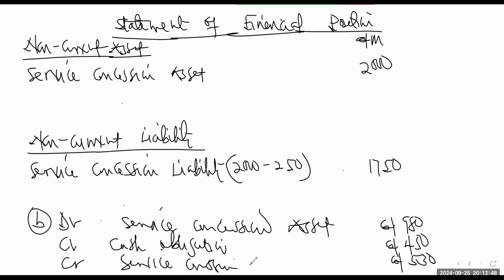Okay. So this is what you do. This is the initial recognition now. Since we are learning, that is why we are doing the initial recognition. If you are asked to explain, you can say that the government should recognize, at the starting of the operation of the service concession arrangement, a concession asset of 980 and also recognize a cash obligation of 450 and a service concession liability of 530 in its books. Then you said at the end of the year, what will happen?